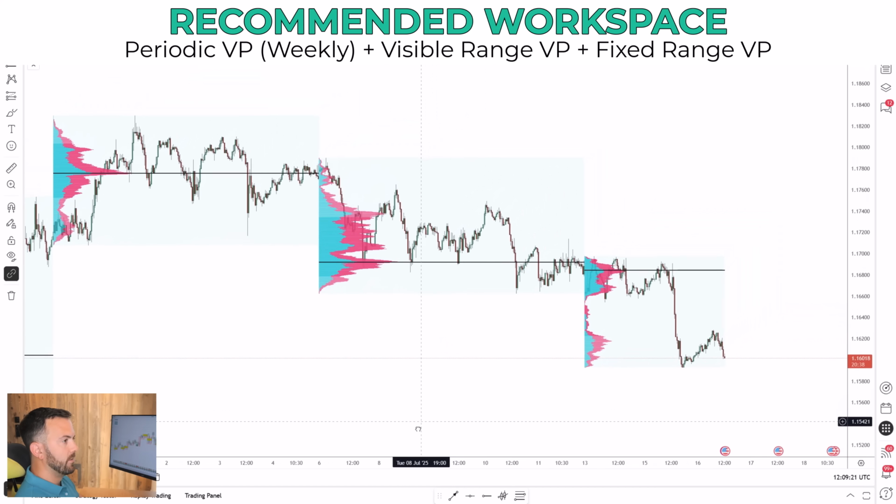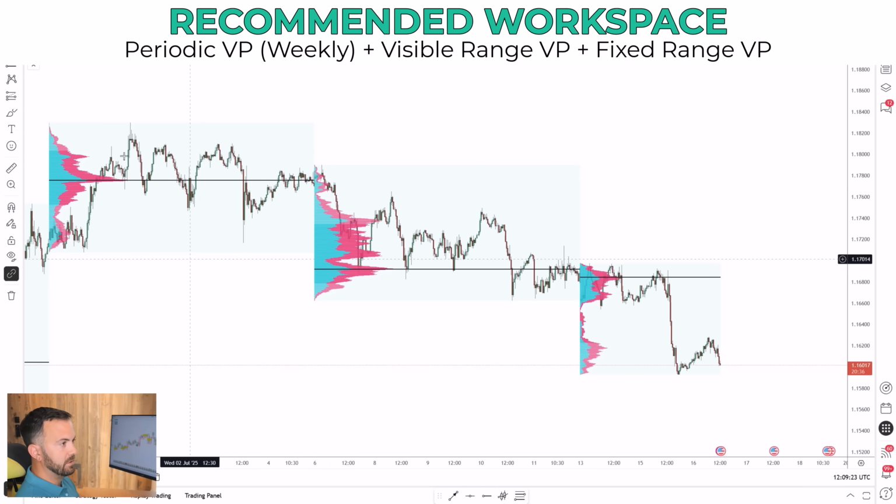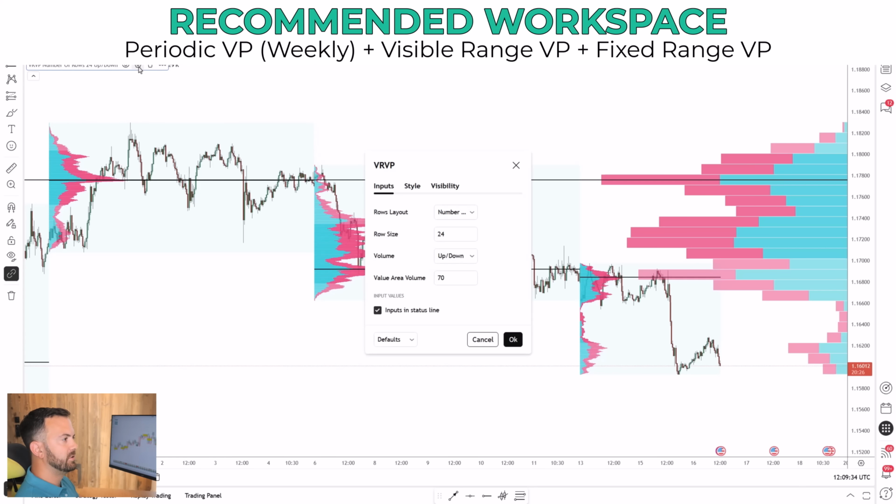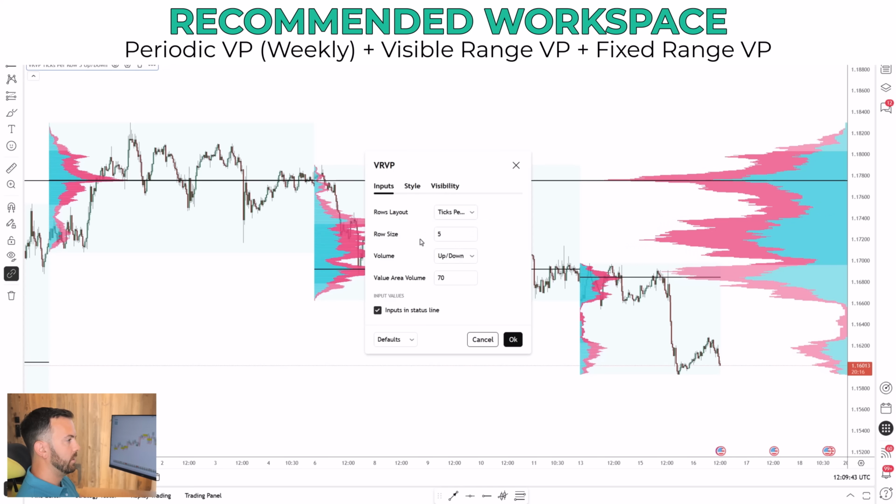Then the next profile I'm going to use is going to be the visible range volume profile, because I also want to see the big picture, right? It's not too detailed, so again, I want to make it more detailed, and I'll do it like this. Row size 5 or even 10 should do the trick.